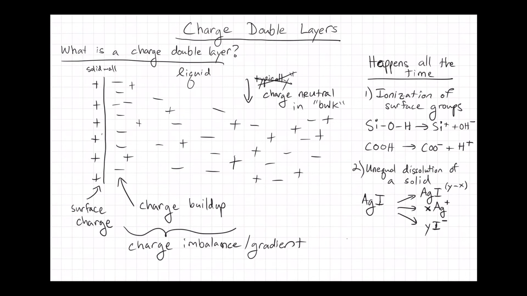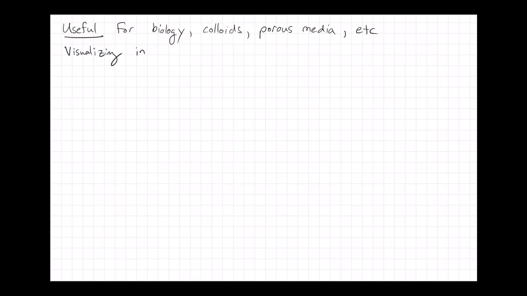And one last example would be the preferential adsorption of some charged species onto the surface of a particle or a solid. And that's useful for a wide variety of different technologies, but it's especially important in biology where there are a lot of charged molecules going around. Colloids, things like milk, and porous media, so flow through microchannels, things like that. These tend to be important things that you can exploit.